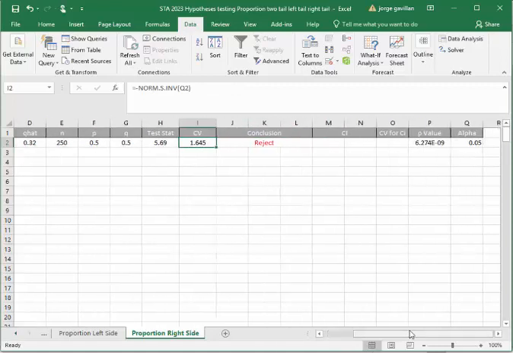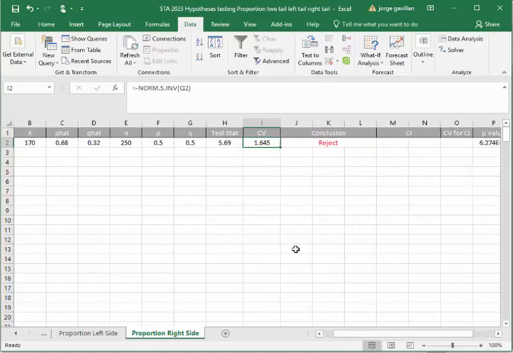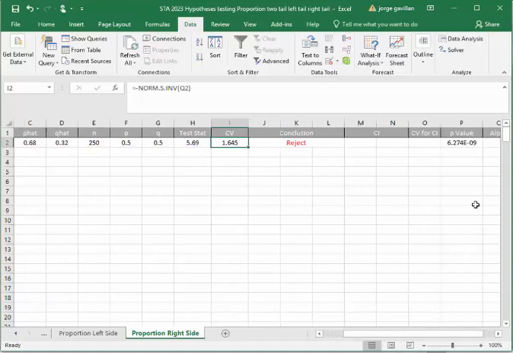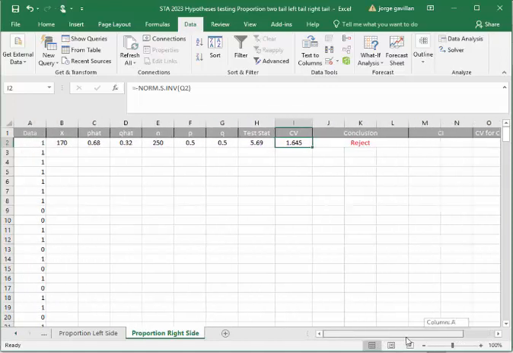So for this particular example, our step 1 would be the null hypothesis is the population proportion is 0.5, and the alternative is that the population proportion is greater than 0.5. And so if I was writing this up, my conclusion, I would say at an alpha of 5%, sample size of 250, there's sufficient evidence to support the claim that the population proportion is greater than 0.5.